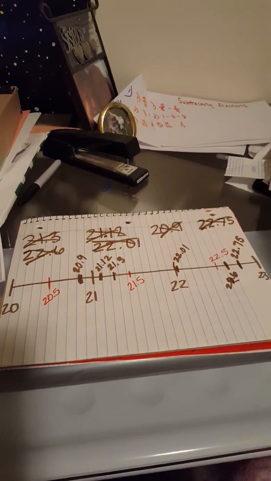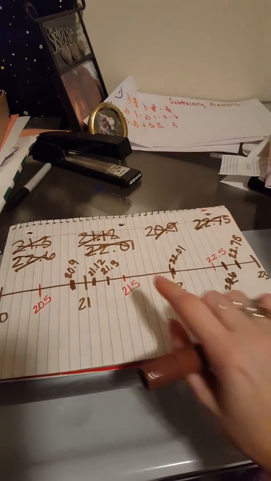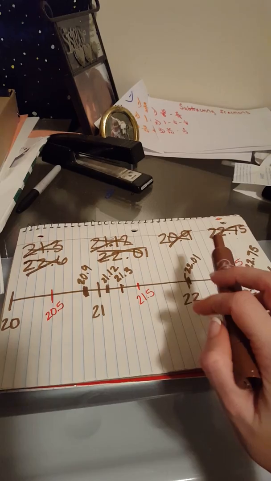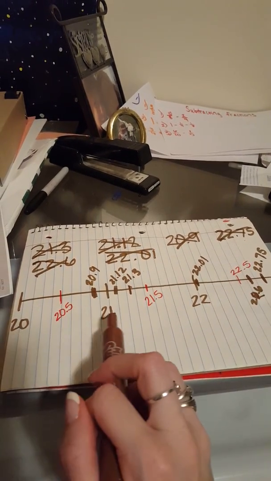So there you have it. Make sure that when you're doing your number line, you look at each tenths place, and you decide which one is greater or less than, and if it's closer to which whole number.